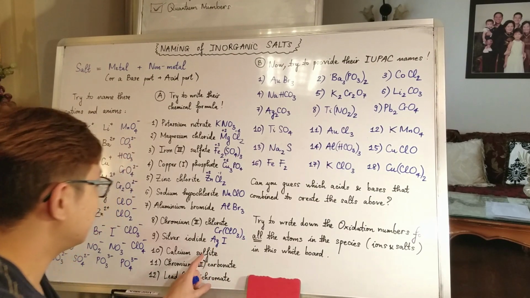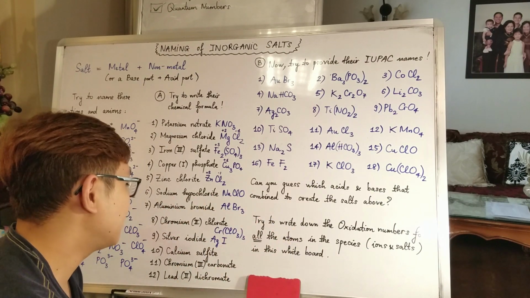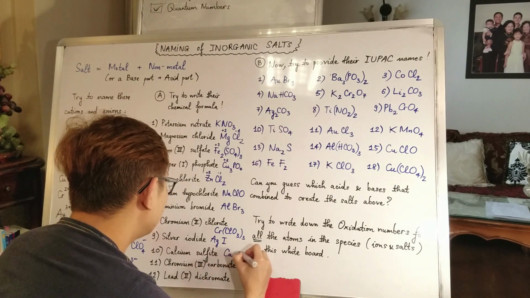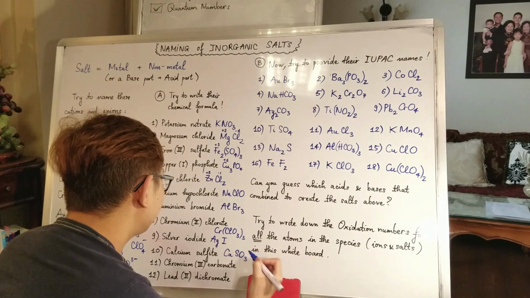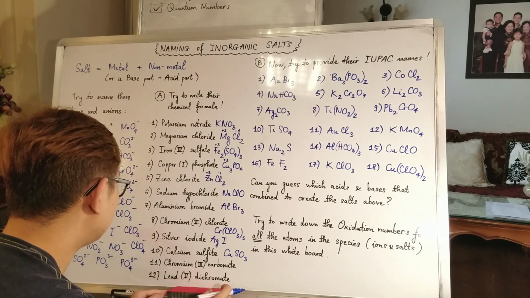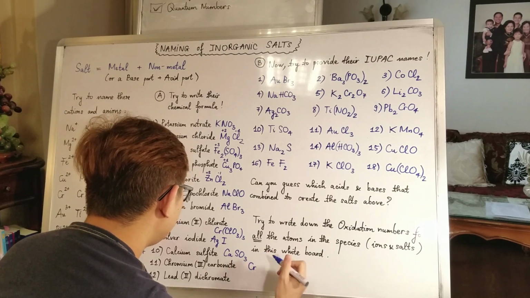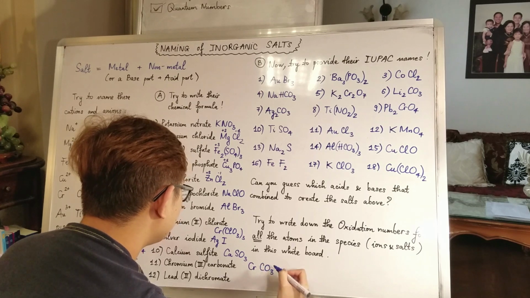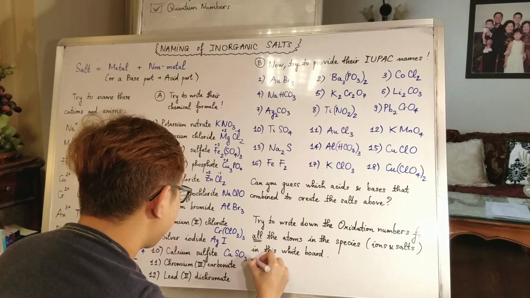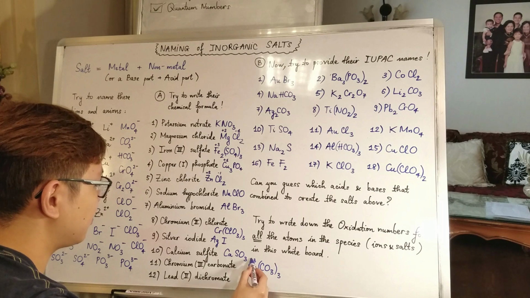Calcium sulfite. Remember the difference between sulfite and sulfate? They differ by just one oxygen. So calcium and sulfite, SO3. Chromium 3 carbonate: Cr plus 3, and carbonate is CO3 minus 2. So you have to have 2 here and 3 there. Cr2(CO3)3.